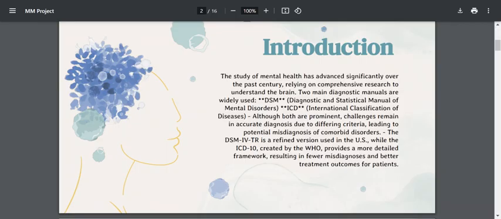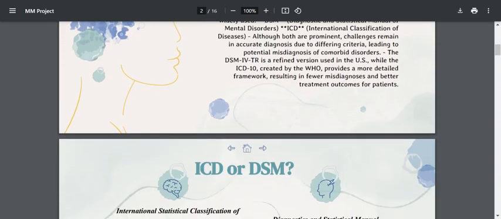Although both are prominent, challenges remain in accurate diagnosis due to differing criteria, leading to potential misdiagnosis of comorbid disorders. The DSM-5-TR is a refined version used in the US, while the ICD, created by the WHO, provides a more detailed framework resulting in fewer misdiagnoses and better treatment outcomes for patients.